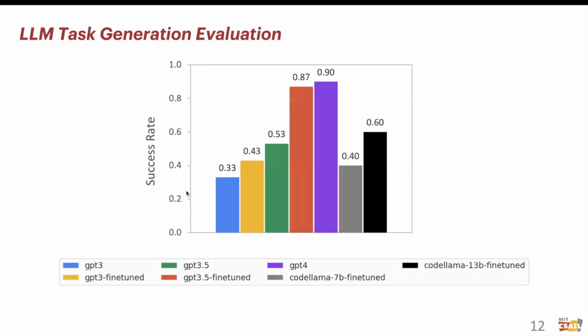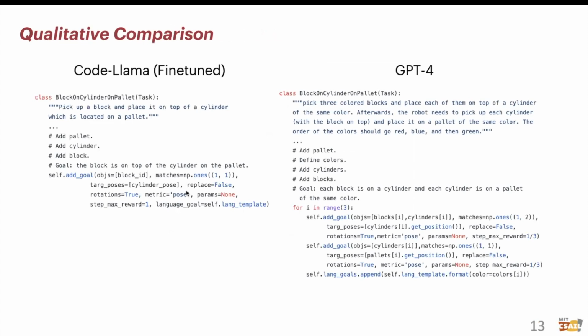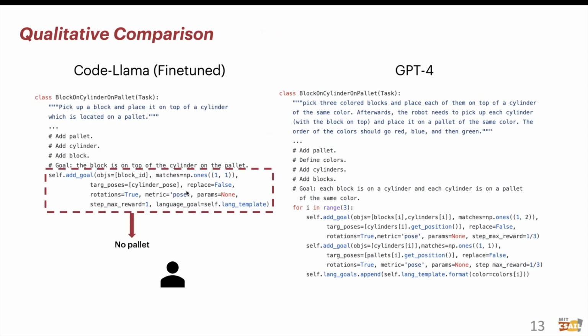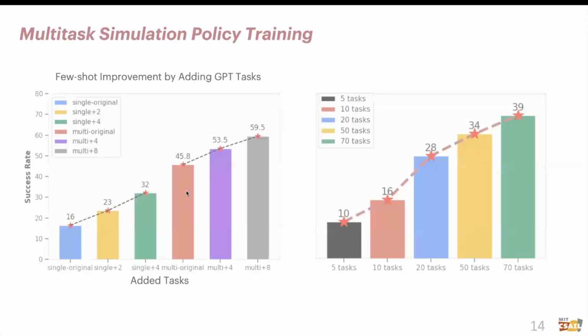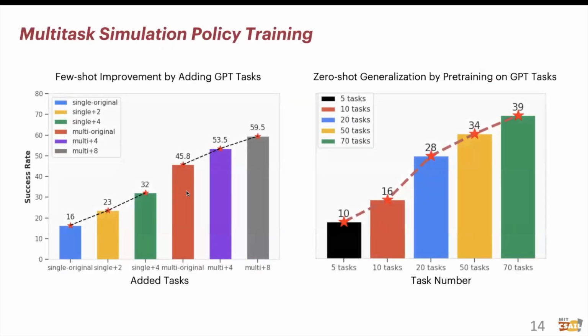We then fine-tune closed source GPT 3.5 and open source CodeLlama instruct 13 billion on the generated task library from GPT-4 and see an improvement through supervised fine-tuning. We qualitatively evaluate further cases for both CodeLlama and GPT-4 for this task. We observe that CodeLlama has ignored the palette completely and GPT-4 has got the order of the placement of these objects wrong. Now we see LLM can generate these tasks, but are they useful?